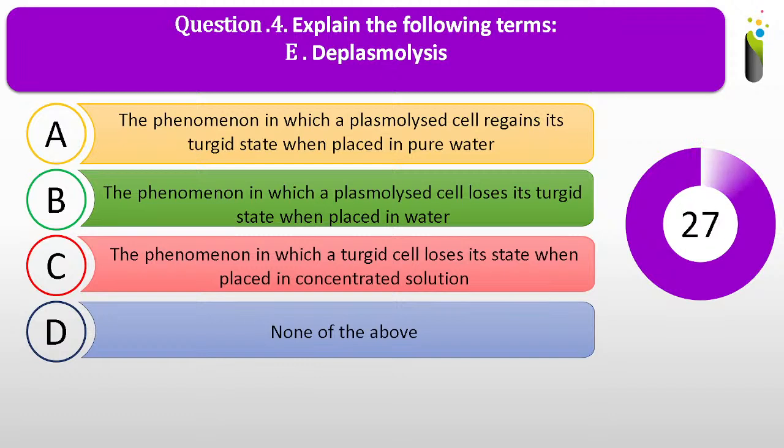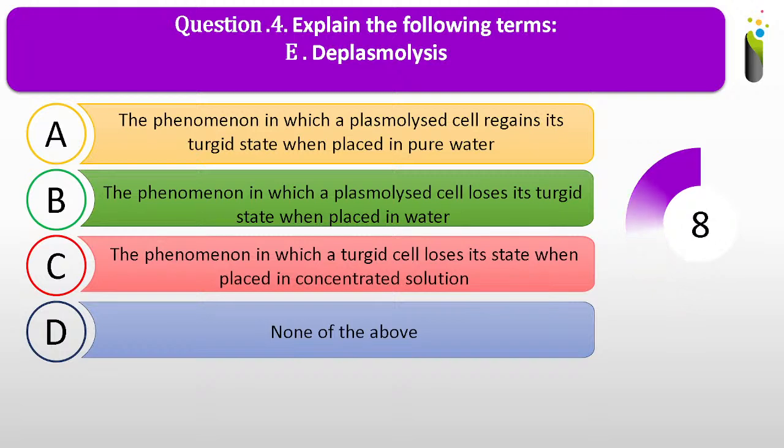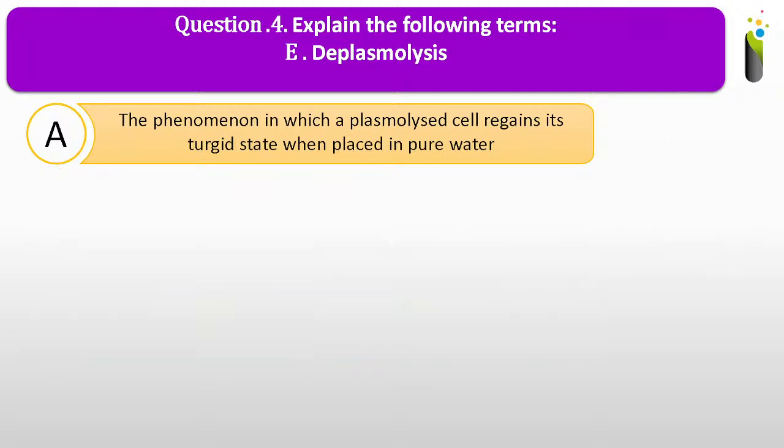De means removal. So I'm giving you a hint here. So what is deplasmolysis? And the correct answer for this question is A. So deplasmolysis is the phenomenon in which a plasmolysed cell regains its turgid state when placed in pure water. Very good. Correct answer. Kanak Kapil, Samana Deshpande, Arushi Shah.